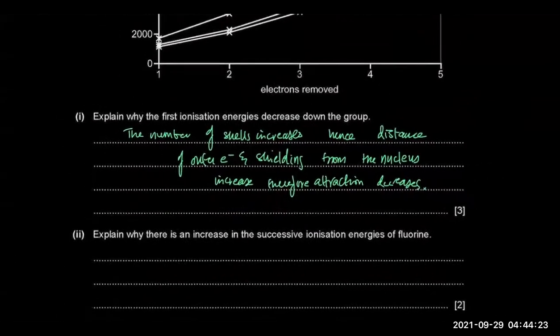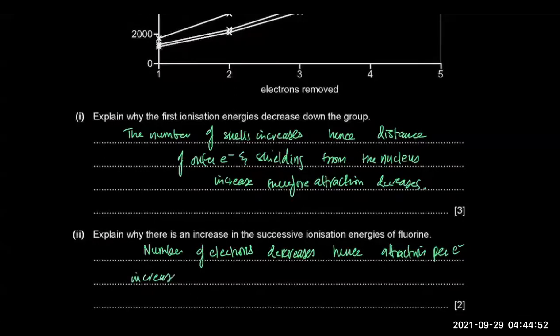So what happens is that the number of electrons decreases, hence the attraction per electron increases, right? So there are now more protons than electrons as for successive ionization energies.